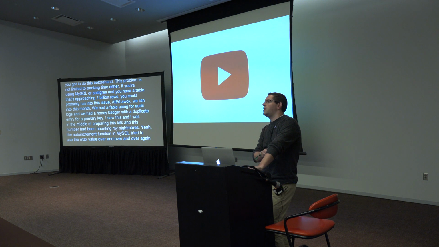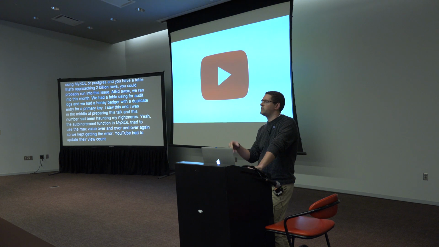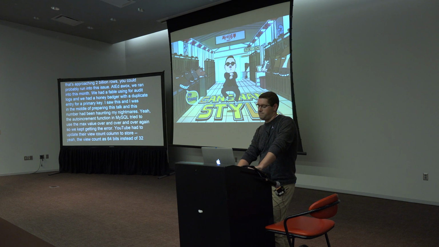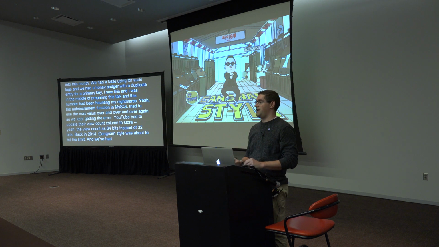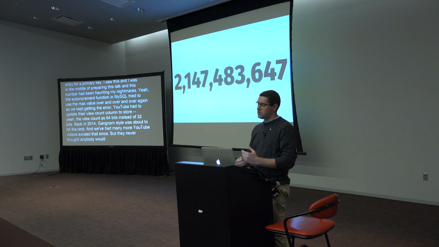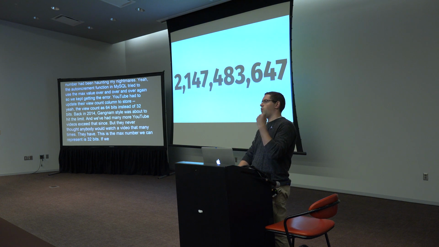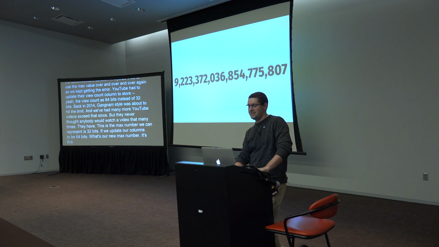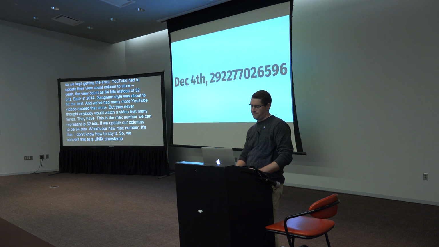YouTube had to update their view count column to store their view count as 64 bits instead of 32 bits because back in 2014, Gangnam Style was about to hit the limit. And in fact, we've had many more YouTube videos exceed that limit since, but they never thought anybody would ever watch a video that many times. They have. All right, so if this is the max number we can represent as 32 bits, if we update our columns to be 64 bits, what's our new max number? Well, it's this. I don't know how to say it, but that's it. So if we convert this to a Unix timestamp, it gives us this date, which I think will be good.